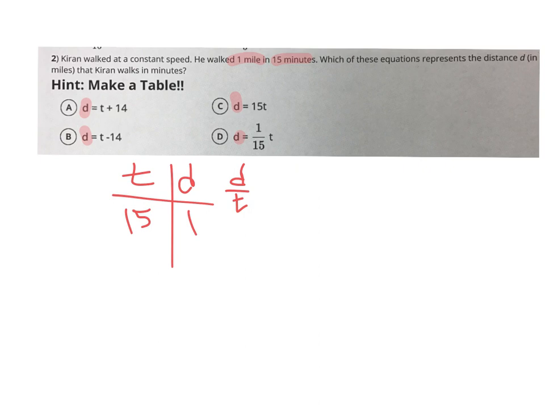So I have distance over time, so that's going to be 1 over 15. Now I have my equation: D equals, because the variable on the right goes by itself on the equal sign, D equals my constant of proportionality, 1/15, times the other variable, T. So the correct option is option D.